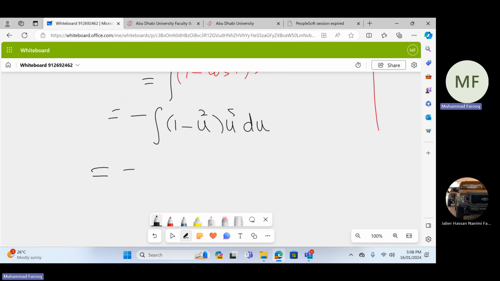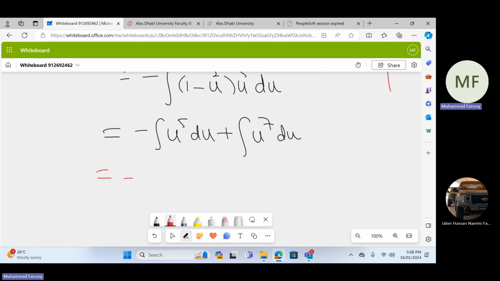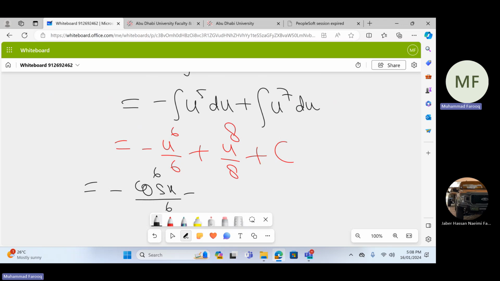So this is the sign. You have integration of u to the power 5 du. Negative, negative, positive: u squared times u to the power 5, how much? u to the power 7. Very good. And then you have negative u to the power 6 over 6, u to the power 8 over 8 plus C. Put the u back: minus, what is u? Cosine. Cosine to the power 6 of x over 6 plus cosine x to the power 8 over 8 plus C, and that's it.